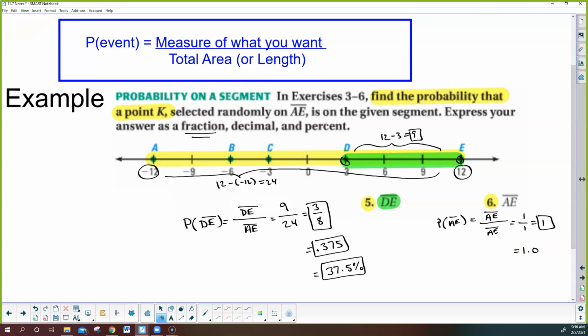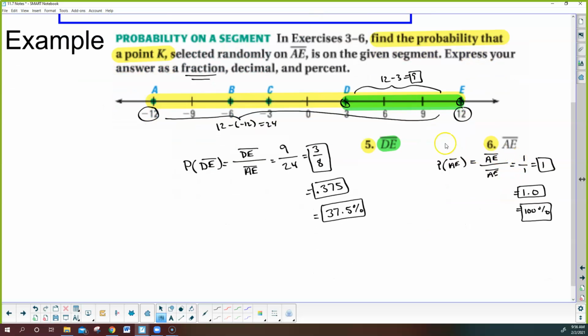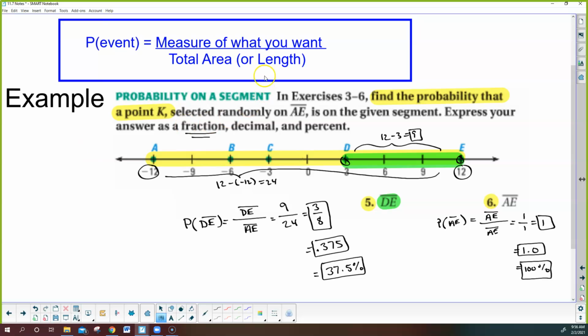So my decimal answer would be 1.0. If I move that 2 decimal spots to the right, that means there's a 100% chance of that happening, because it is the entire line, so K has to lie somewhere on there. So that's how you would deal with probability involving length.